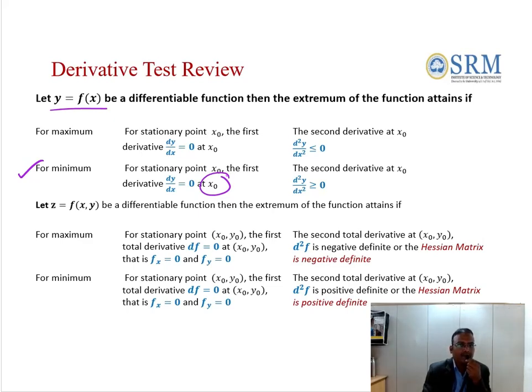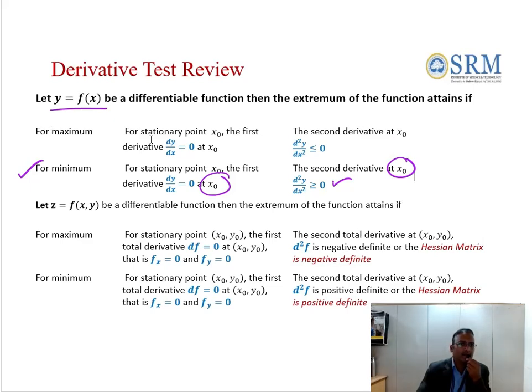For minimum, then you go for second derivative test. If the second derivative d square y by dx square is greater than or equal to 0, then the function f of x, which is attaining the minimum value at the point x0.